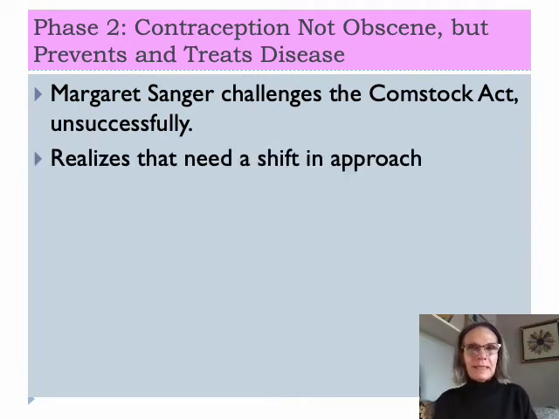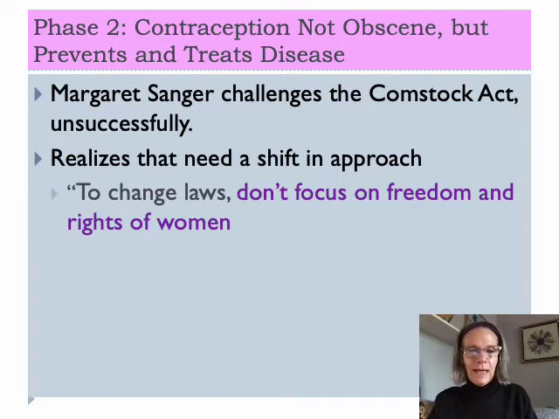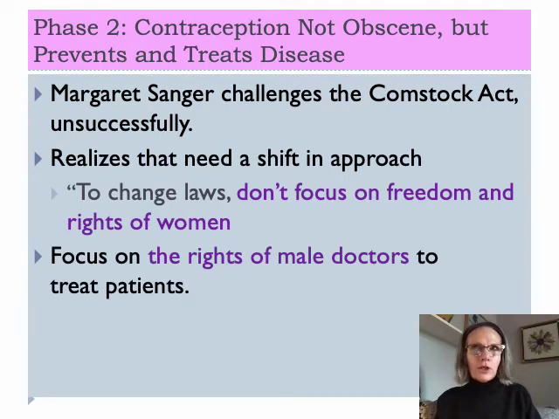And so she realizes that the approach she's using to challenge the Comstock Act is not successful. She realizes that if she wants to change the law, focusing on the argument that having control of your reproduction is essential for women's freedom and equality is not going to get traction in changing public policy. And so she shifts her perspective. The shift is that let's not focus on women, but let's focus on the right of male doctors to treat patients, okay?